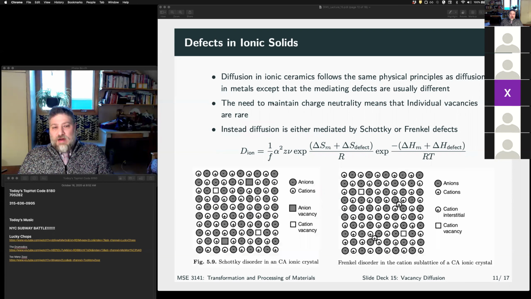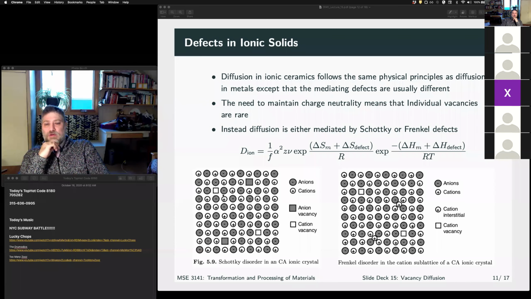So I talked about ionic solids before in terms of diffusivities on the previous slide, right? And we talked about Schottky defects on a previous homework assignment, right? Saying that these are pairs of vacancies that form to make way for charge neutrality, right? Individual vacancies in ionic materials is pretty rare because you have to maintain charge balance, right?